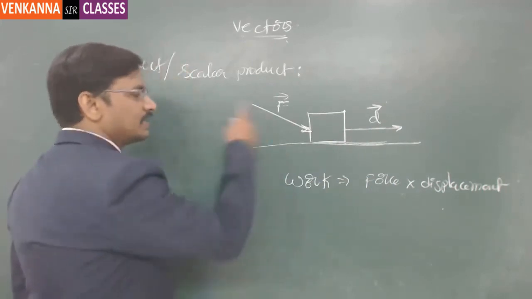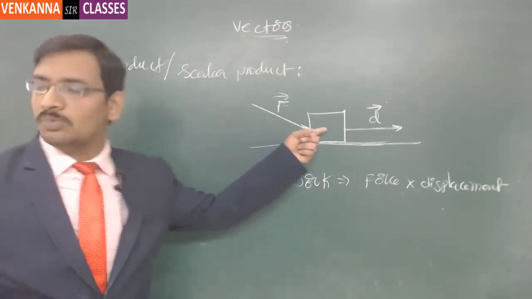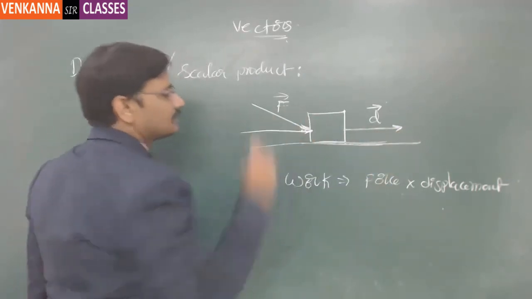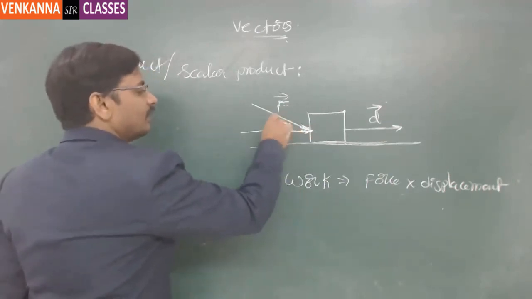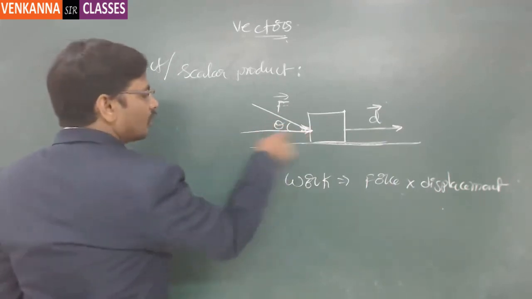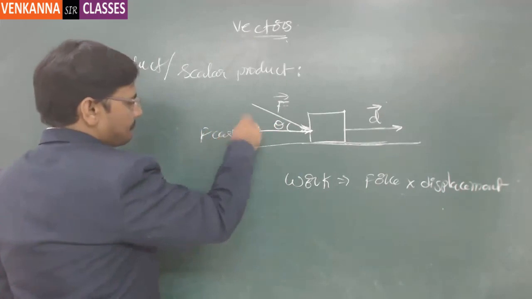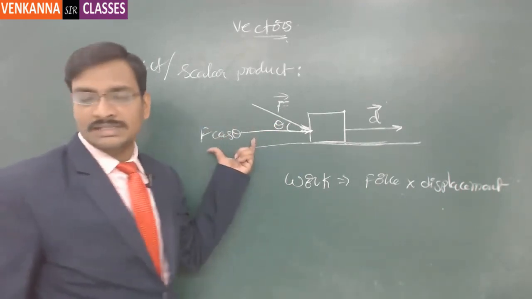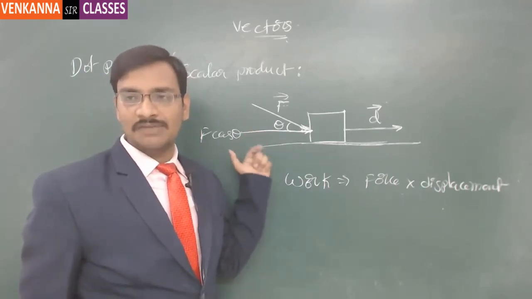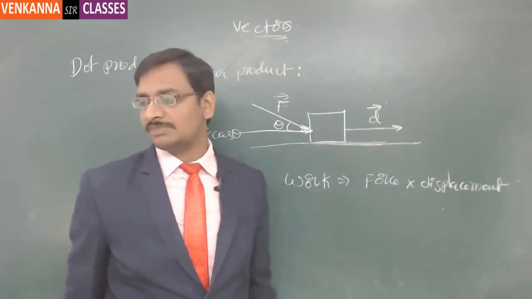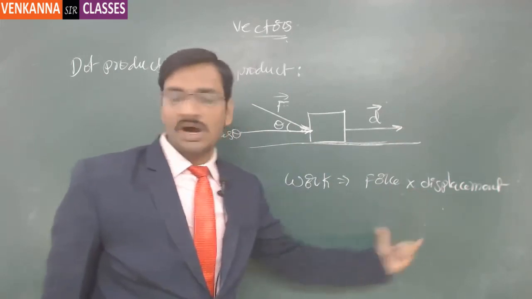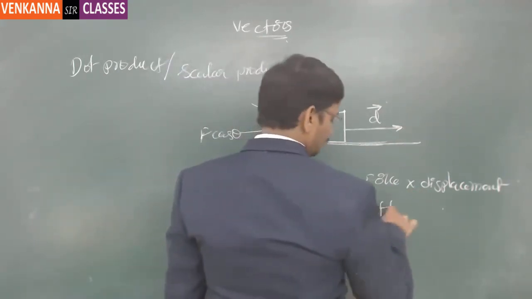Now, the essential component of the force that is used to move this body in the direction of D is only the horizontal component like this. If this is making an angle of theta, then as per the component of the vector, the horizontal component will be F cos theta. F cos theta is the only component that is effective in moving this body in the direction of the displacement. So when dealing with work, force into displacement is modified to effective force into displacement.